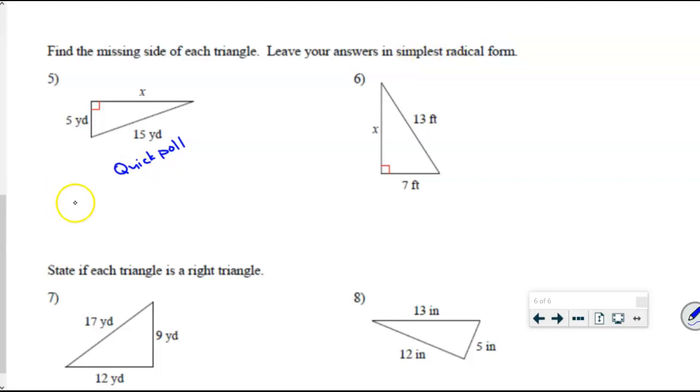So let's go back to our quick pull. Remember when I did this, I ended up with x is equal to the square root of 200. Let's review simplifying radicals. I don't want us to just type this into the calculator this time. I want us to actually simplify the radical, which means I need to find those factors of 200. That's going to be 2 and 100.